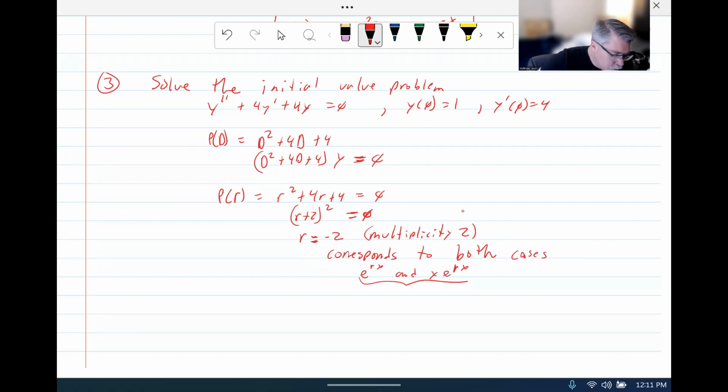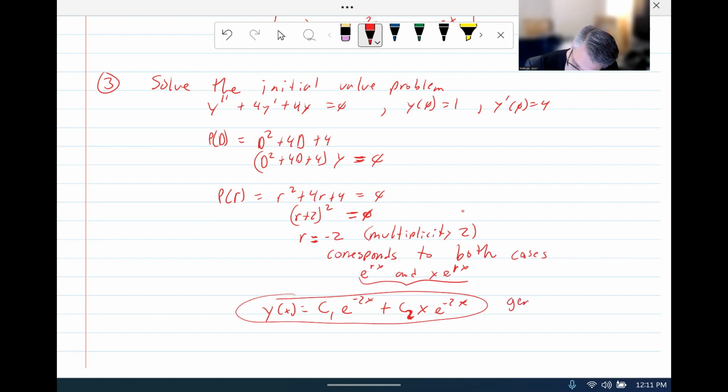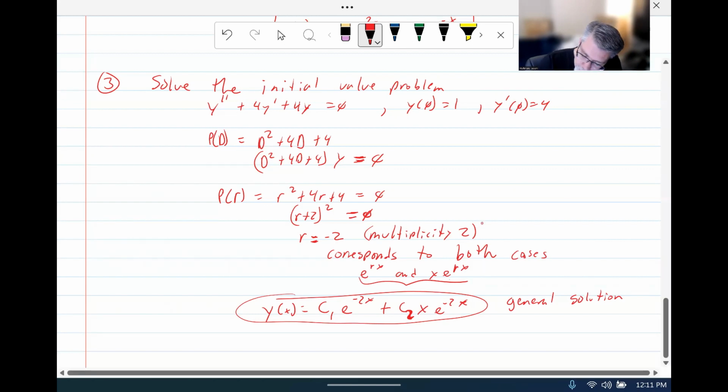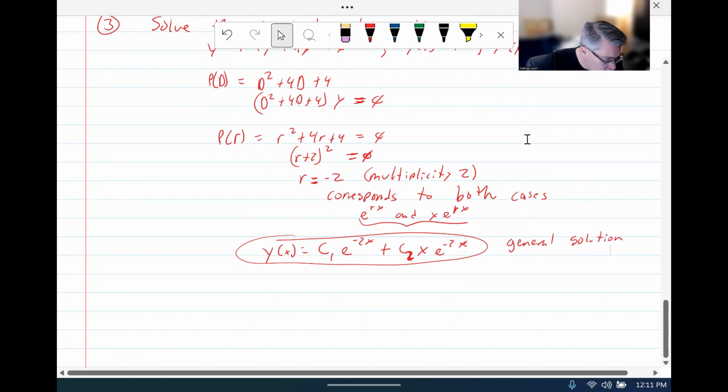Okay, so my general solution is going to be y of x equals c1 e to the negative 2x plus c2 x e to the negative 2x. Okay, that's my general solution. Okay, but we have an initial value problem, so we can find a particular solution and solve for those constants.